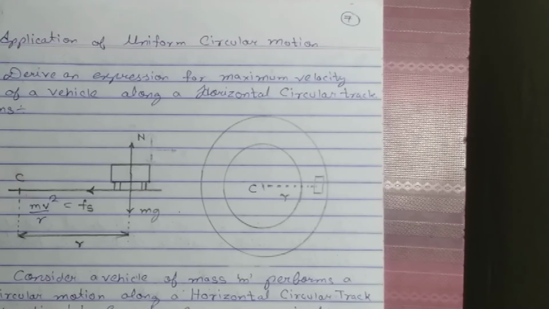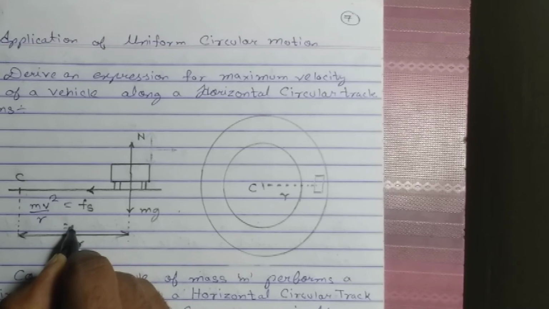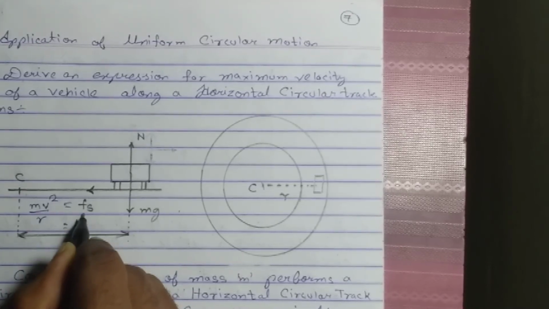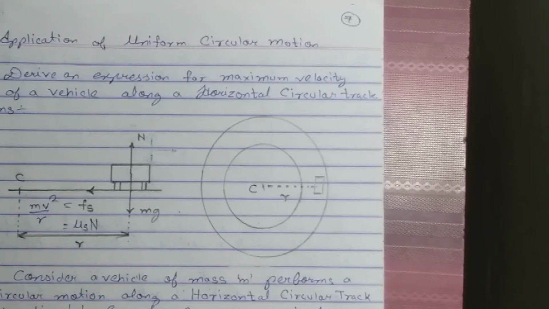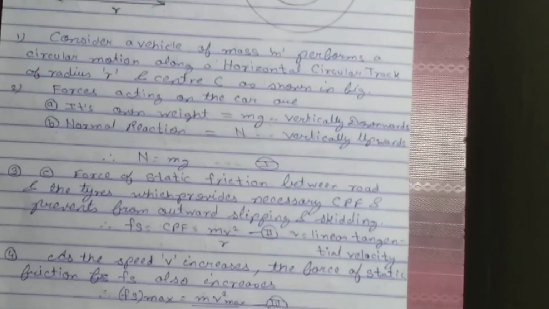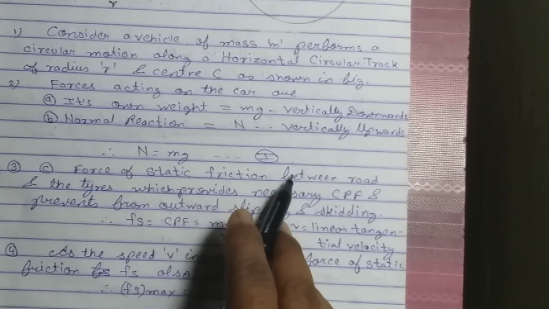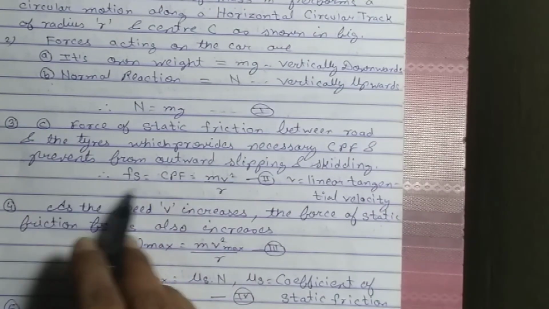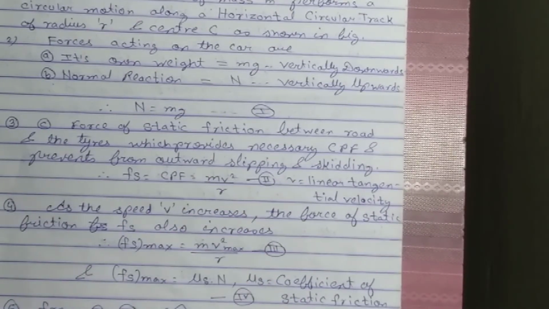Students, one more formula for Fs is also there. If I consider mu s as the coefficient of friction, then Fs is given by mu s into N also. So students, let us see the mathematical expression. First, the balanced force: N equals mg. Say this is equation number 1. As I told you, the frictional force Fs will provide the necessary centripetal force. The formula is mv square upon r.